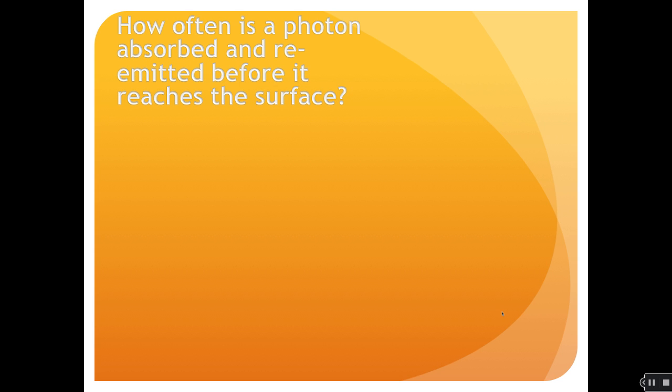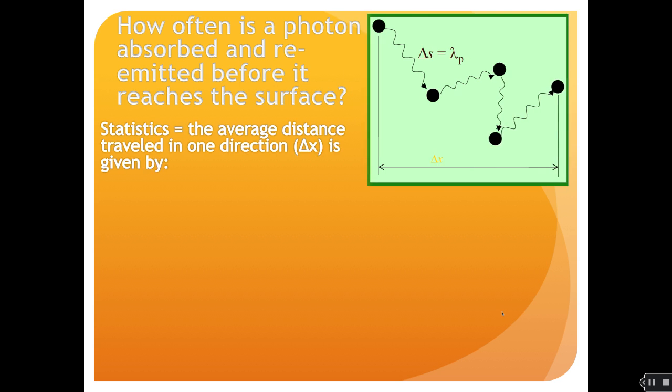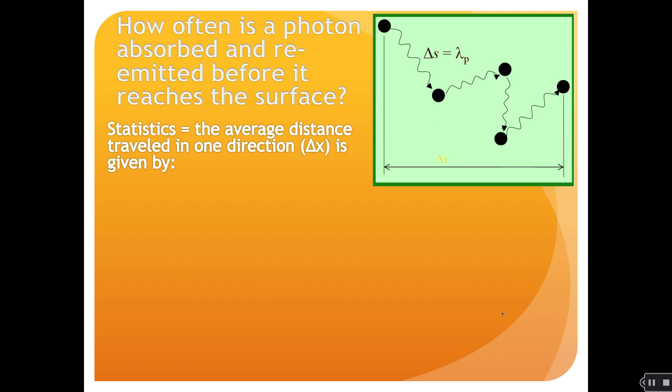Okay, so how does that help us? Well, we've got to figure out how many times that's going to happen on its way to the surface. So you've got to think of it like this. You've got an atom, it's emitted a photon, and then it's absorbed here. And then it's re-emitted in some other random direction, and it's absorbed. And then it'll be emitted and absorbed, and emitted and absorbed. What you want to work out is how much it travels in this one direction. So what's the average distance travelled in this one x direction based on this random walk. And this is a statistical thing.